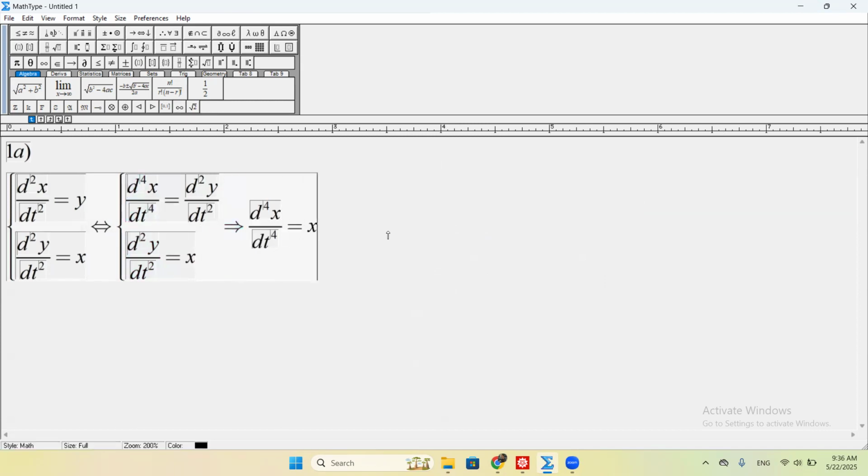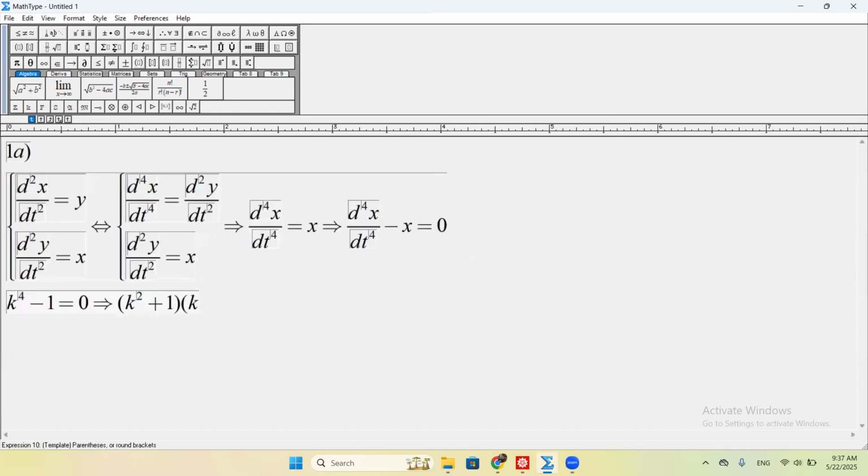Now let me move x to the left part, and actually we will see that this is a linear homogeneous equation with constant coefficients. So let's solve it. So what do we have? k to the power of 4 minus 1 equals 0. Let's factorize it: (k squared plus 1)(k plus 1)(k minus 1) equals 0.